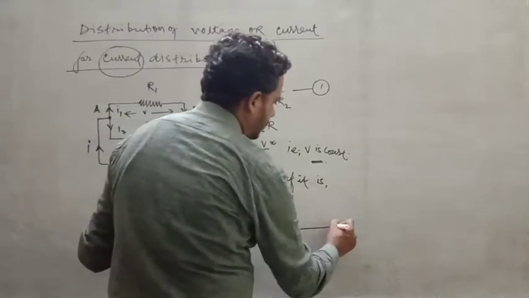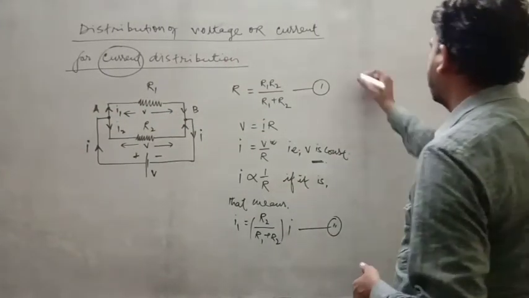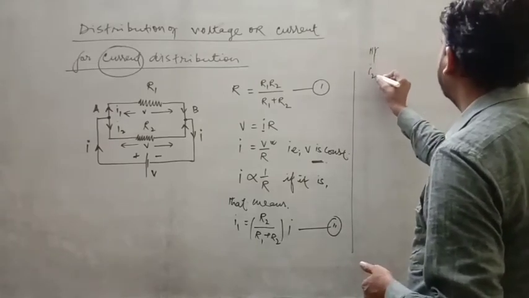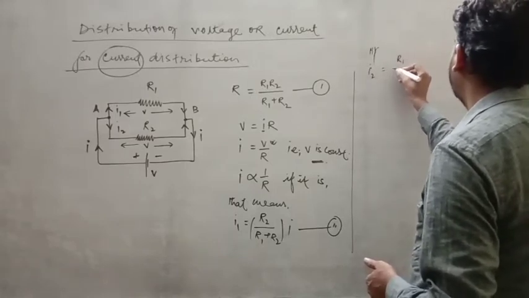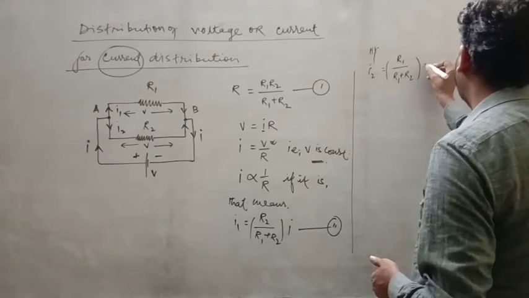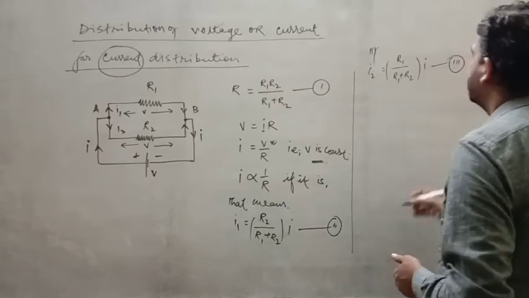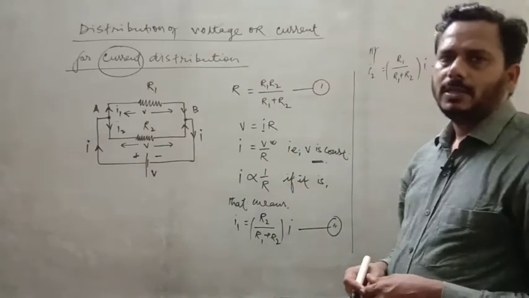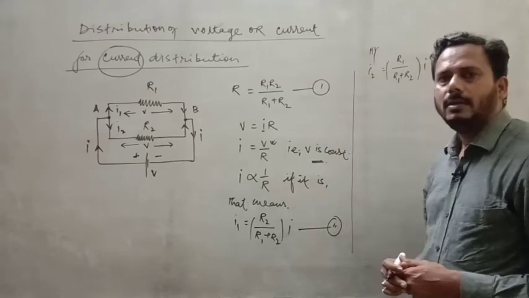Similarly, if you want to find I2, you have to take the first resistance, so I2 is R1 divided by R1 plus R2, multiplied by the net current I. Using this relation you can find the distribution of current I1 or I2. Now you can understand this concept by using an example.